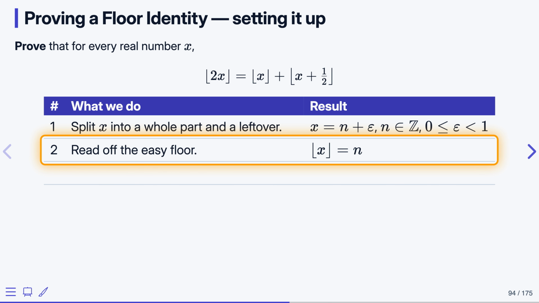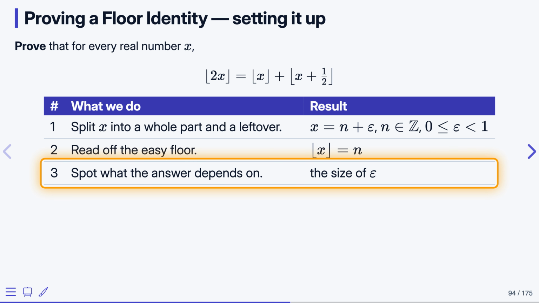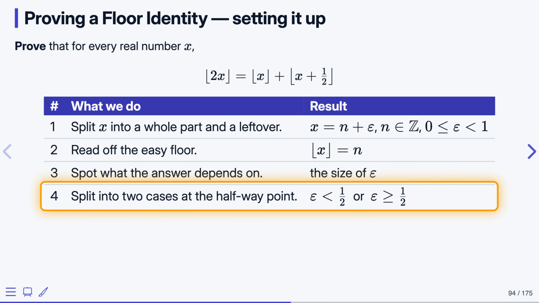Step 2. Read off the easy floor straight away. The floor of x is just n. Step 3. Ask what the answer depends on. Doubling x doubles epsilon, so everything turns on whether epsilon is small or large. Step 4. So we split into two cases at the halfway point. Either epsilon is below 1/2 or it is 1/2 or more. We work the first case next.